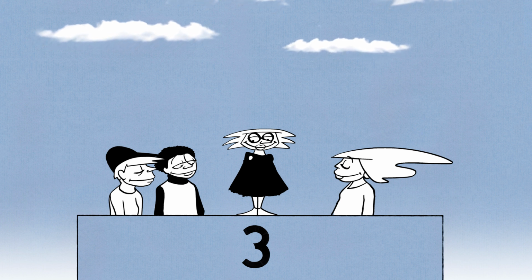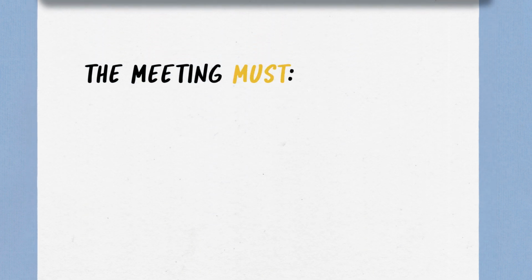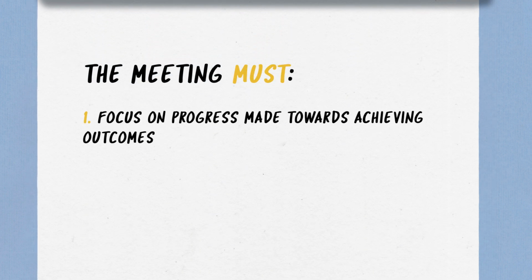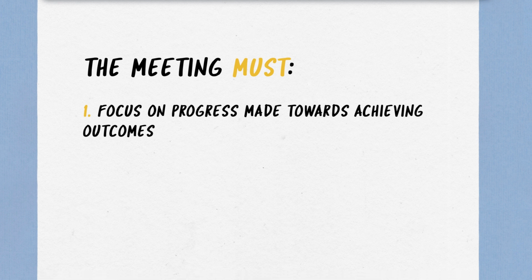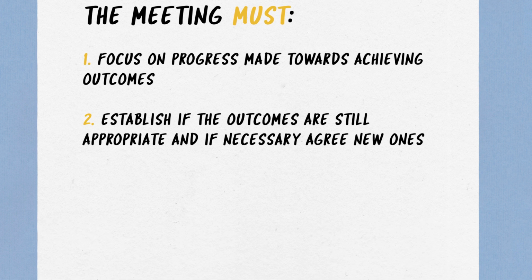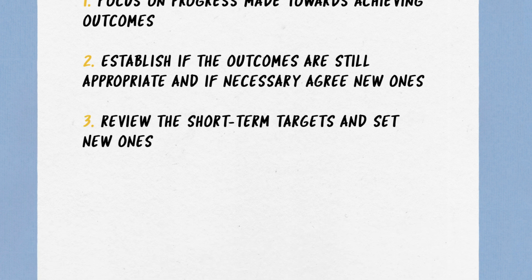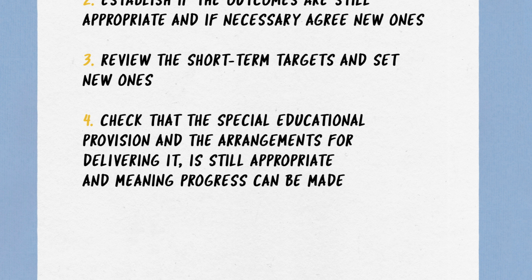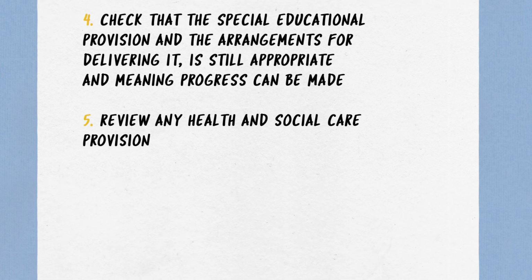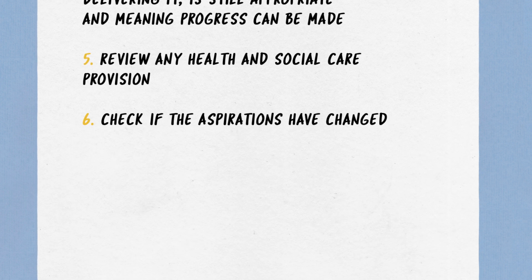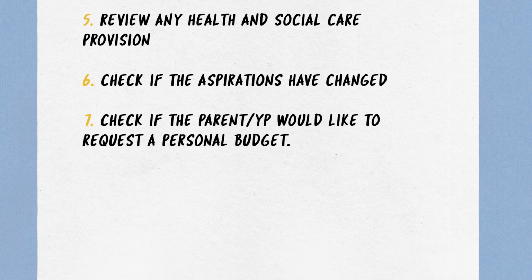The meeting must focus on the following 7 points and not just look at how things have gone in the past year in school. It must focus on progress made towards achieving outcomes, establish if the outcomes are still appropriate and, if necessary, agree new ones, review the short-term targets and set new ones, check that the special educational provision and the arrangements for delivering it are still appropriate and meaning progress can be made, review any health and social care provision, check if the aspirations have changed, and check if the parent or young person would like to request a personal budget.